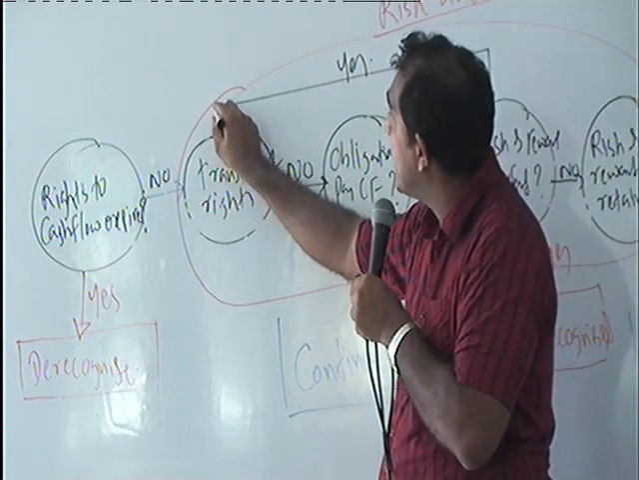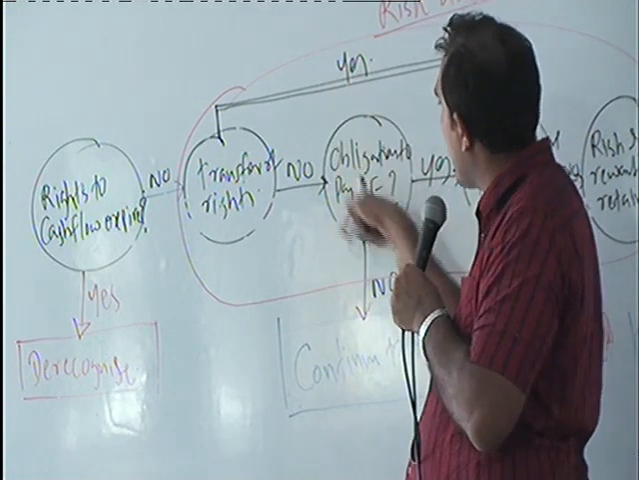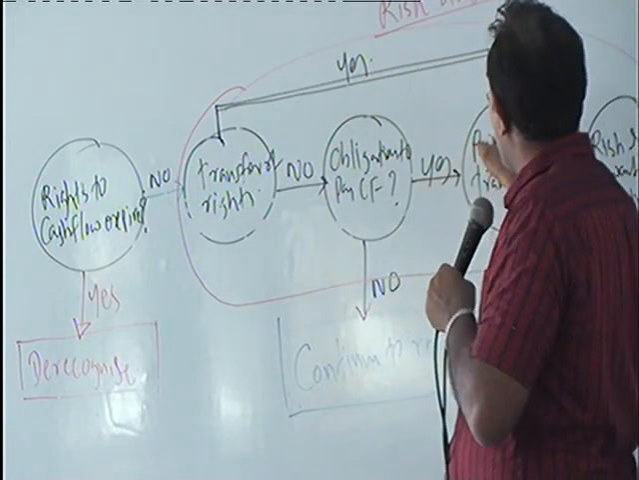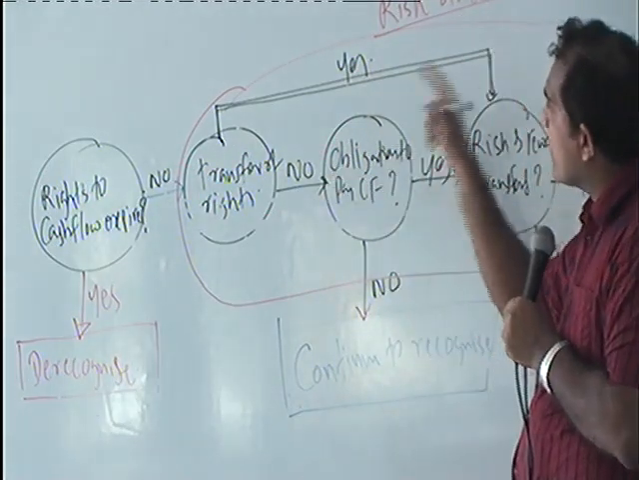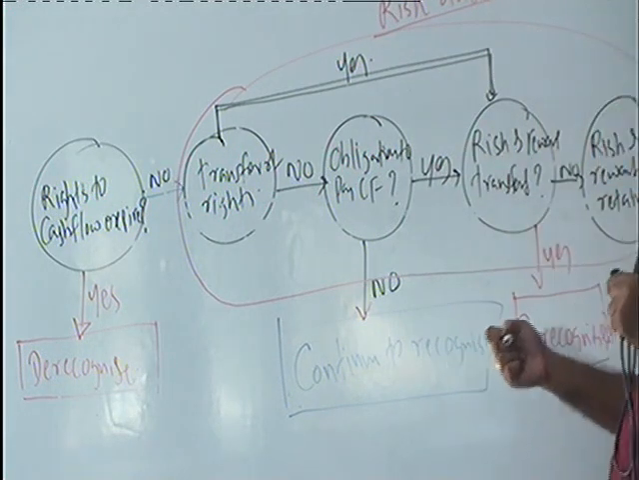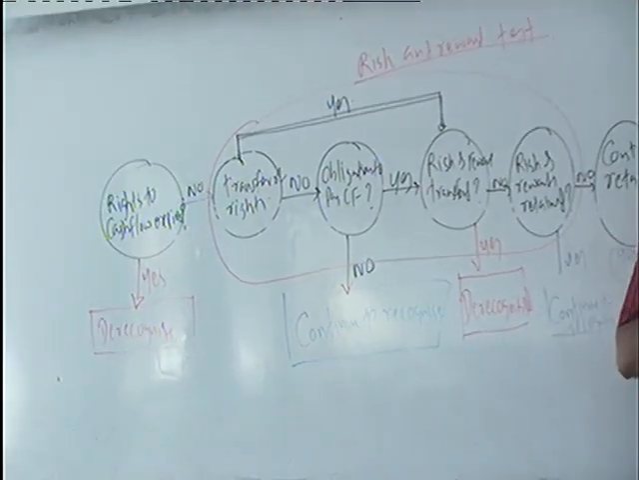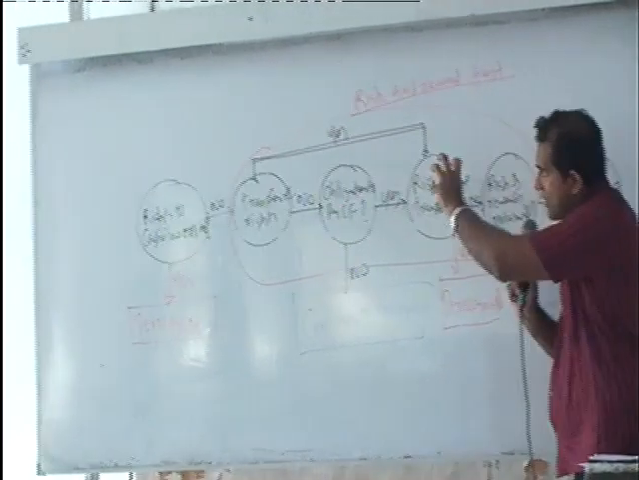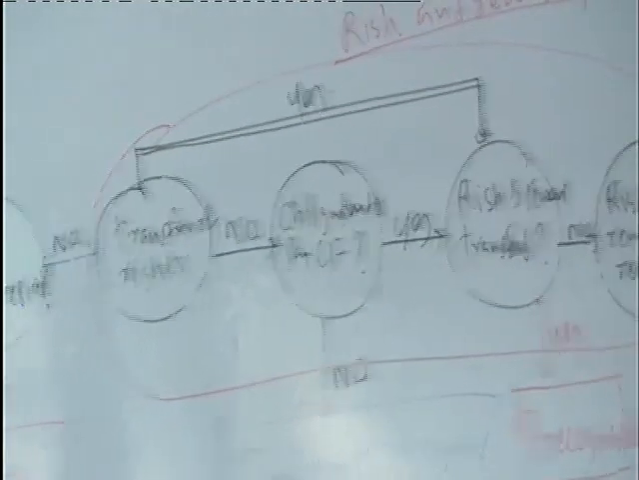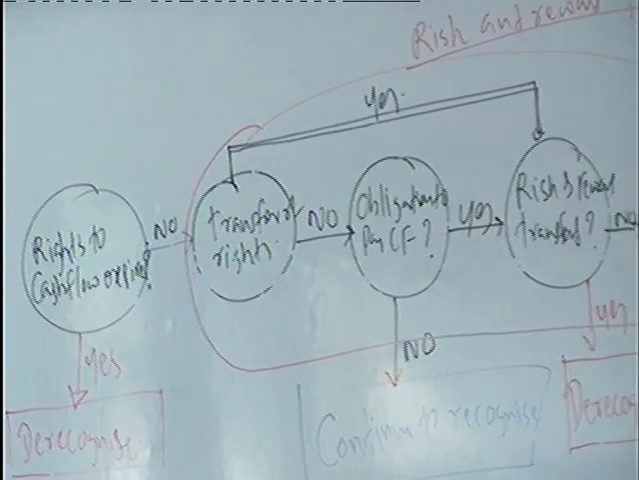So you need to take it like this. Yes part, we can shift this box. This circle can be skipped. Directly you can come to here, because if they transferred rights, we need to check whether risk and rewards transferred. Risk and rewards transferred. Okay? Please correct it, in the sense, complete that. With that, this picture is completed. This decision 3 is completed now.